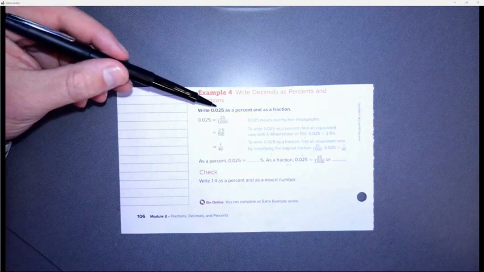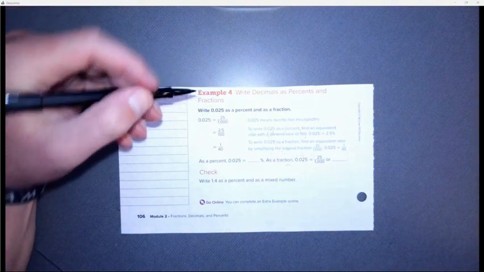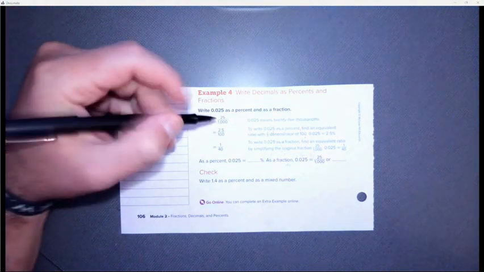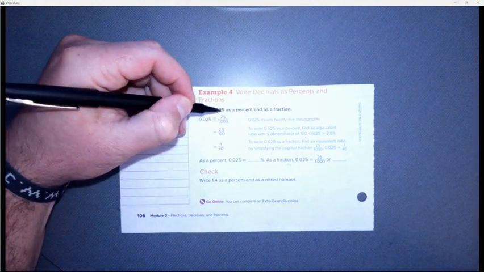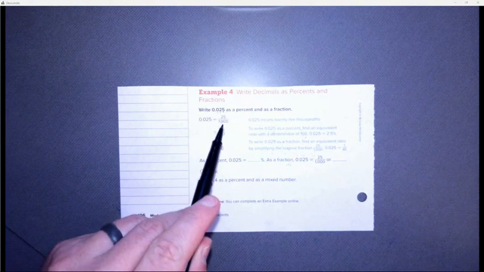Now, at the bottom of page 106, we see example 4, which is writing decimals as percents and fractions. So it wants us to write 0.025 as a percent and a fraction. Well, the way we say this decimal is 25 thousandths, because we have a number all the way in the thousandths place. We know this is the tenths, hundredths, thousandths. So it's 25 thousandths. So we set it up as 25 over 1,000.